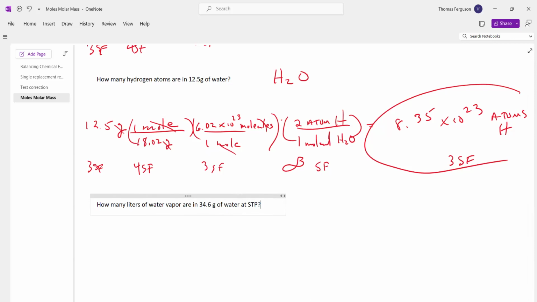Okay, how many liters of water vapor? Water vapor is gaseous water, or steam, at STP. Okay, so given. We want to know liters. And notice I specified it at STP.